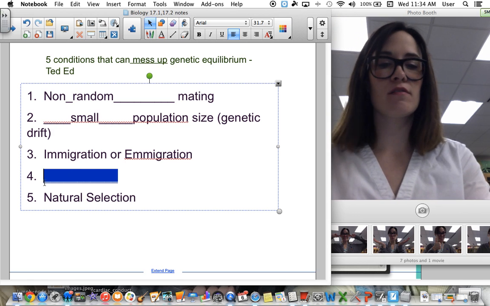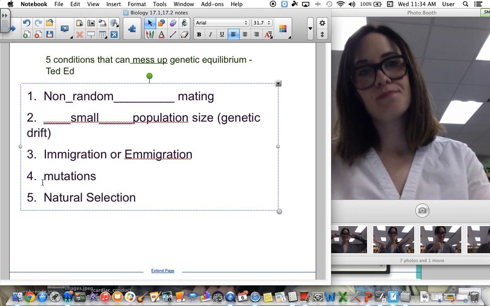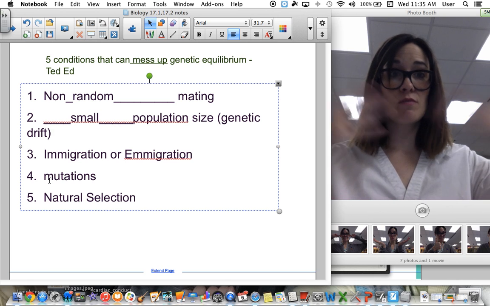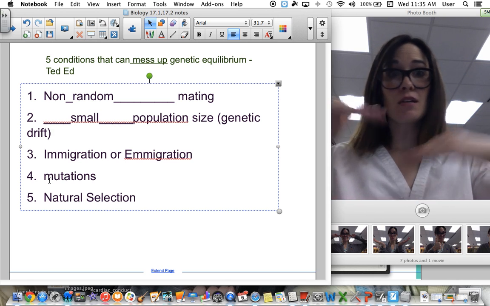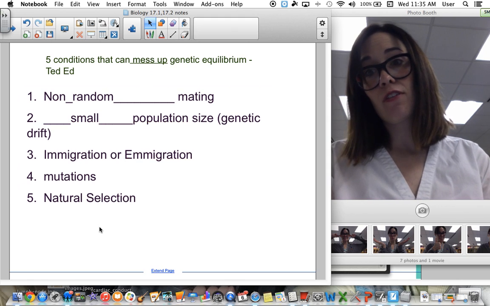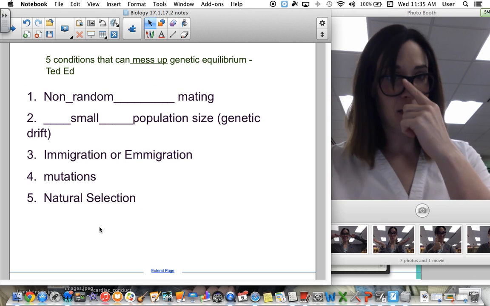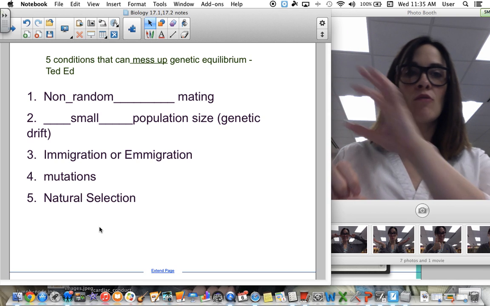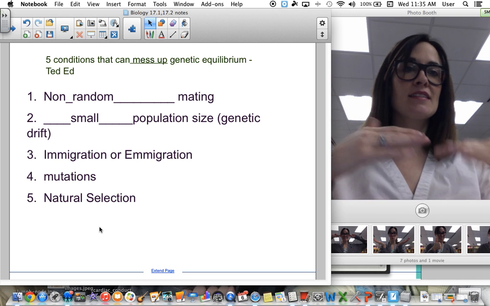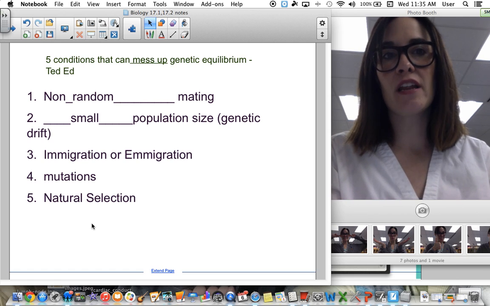The fourth thing here, mutations. I hinted at it. If organisms in a population are mutating, that's going to mess up genetic equilibrium, cause evolution. And the fifth thing is natural selection. Nature picking what it wants. Can't really control for that. And that is going to mess up genetic equilibrium.